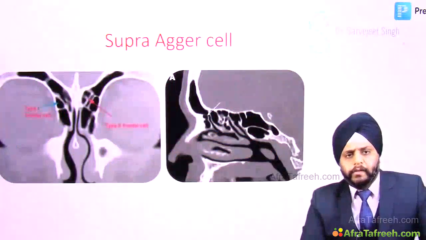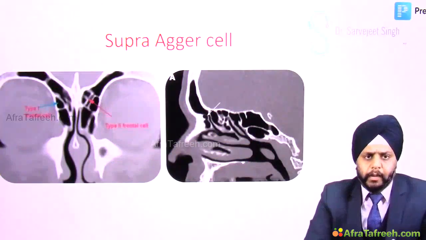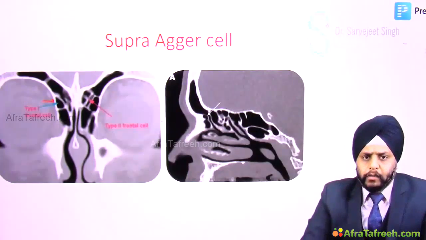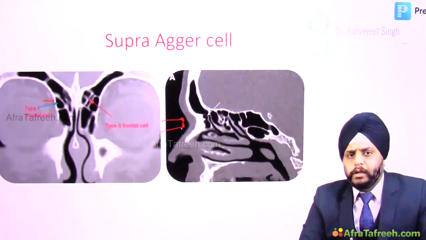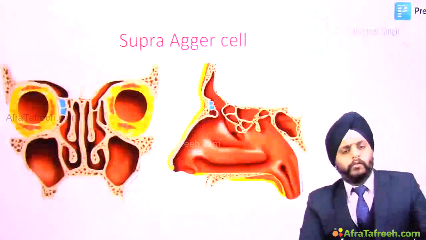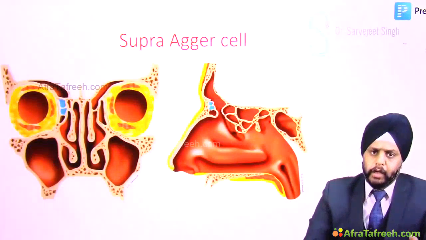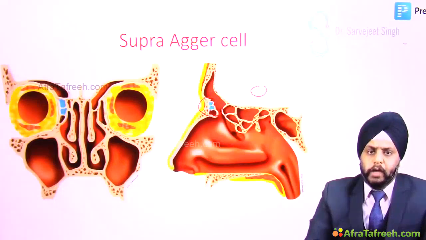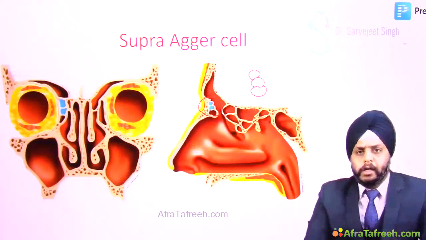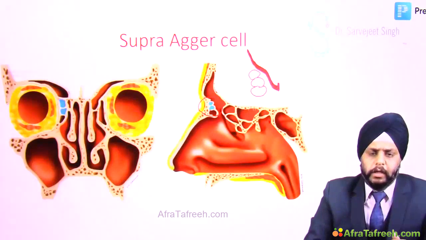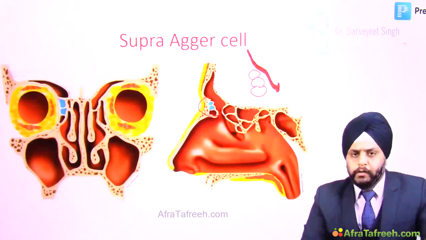Now you can see in this diagram, I'll show you the supra-agger cell. You remember, one cell above the agger nasi is the supra-agger cell. In the sagittal cross section also, you can see it. Remember, the supra-agger cell can be one, or it can be multiple. Here we have multiple supra-agger cells. So remember, the agger nasi and the supra-agger cells are all in the anterior wall of the drainage pathway.